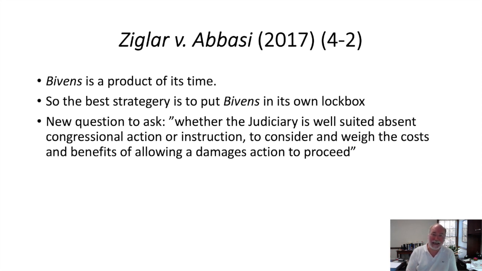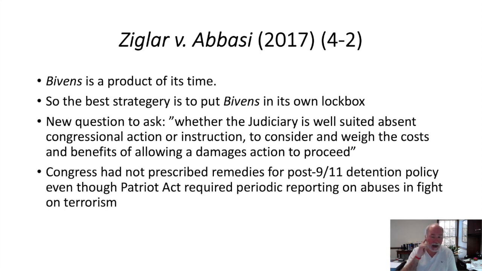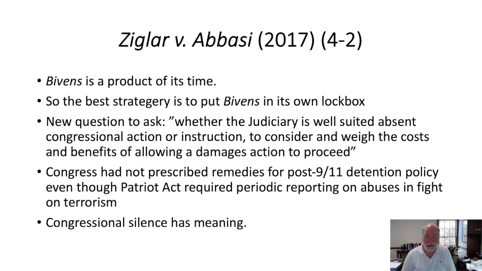Here the question is being changed. It's saying even if there's no congressional delegation, are we the right ones to do this? Congress had not prescribed remedies for post 9/11 detention policies, even though the United States Patriot Act required the Department of Justice to make periodic reports to Congress on abuses in the fight on terrorism. And the court finally said in the Ziglar case, or implied at least, that congressional silence has meaning, in the sense that if Congress did not want private rights of action, that's what its silence is telling us. Because, to put it in a more straightforward way, had Congress wanted a private right of action for violations in the detention policies that were adopted by the executive, Congress could have passed a statute to do so.